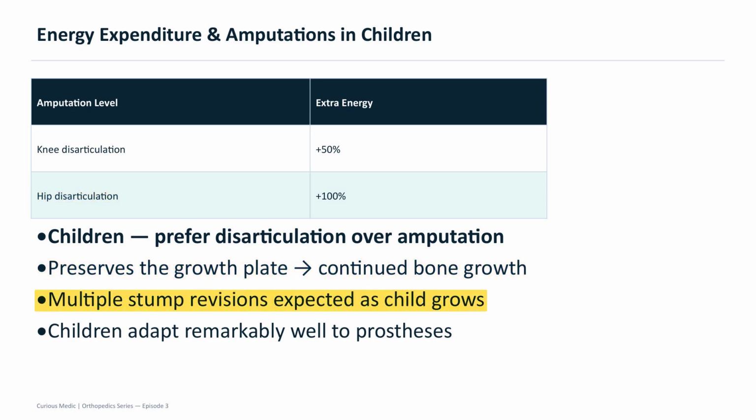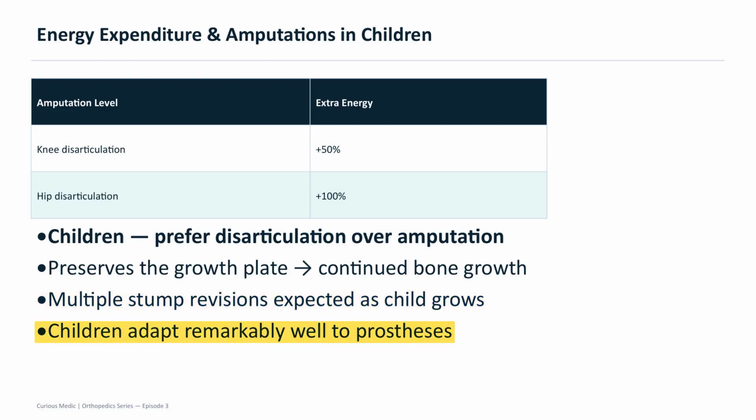The second important point is that stump revisions are expected in children. As the child grows, the residual limb changes in length relative to the rest of the body, and the stump needs to be surgically adjusted periodically. This is not a complication. It is a predictable, planned part of long-term management. Families must be counseled about this from the very beginning.